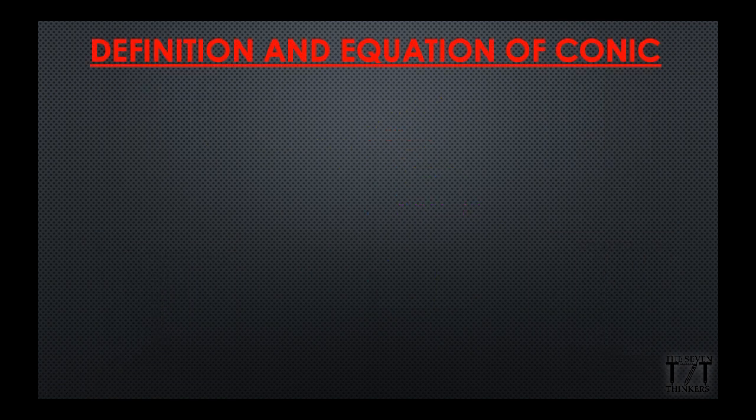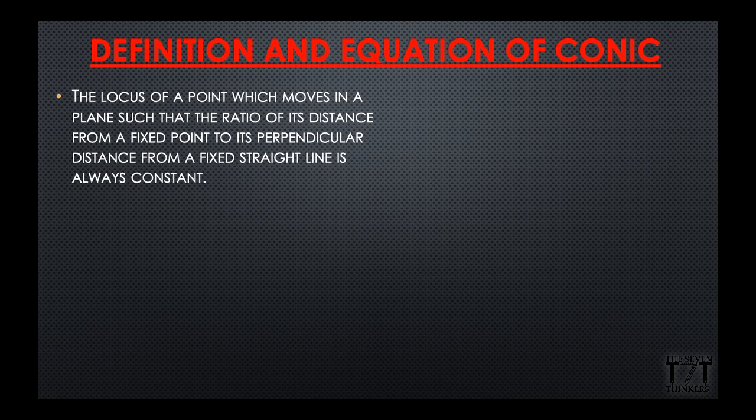So now let us discuss what is the definition and equation of a conic. The definition of a conic is the locus of a point which moves in a plane. But what is this locus? Locus is actually a path which is followed. It is like a trace of a point. So the locus of a point which moves in a plane.